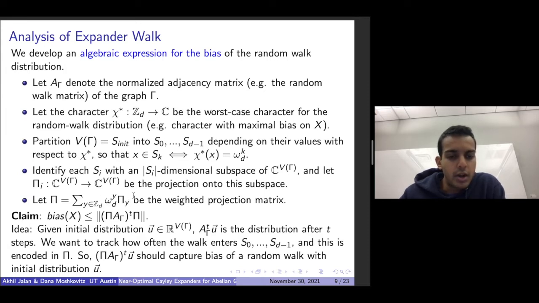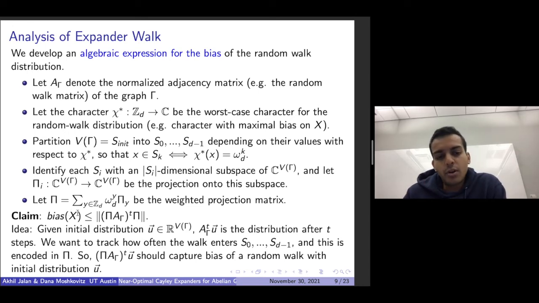So here pi sub y is projecting onto the subspace of elements that are mapped to omega d to the y, and then we also scale that by the same constant omega d to the y and add these up. And this is for reasons having to do with our analysis. So now we have all this notation and we can very cleanly express the bias of the random walk distribution.